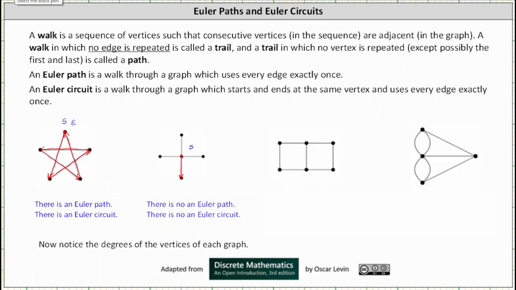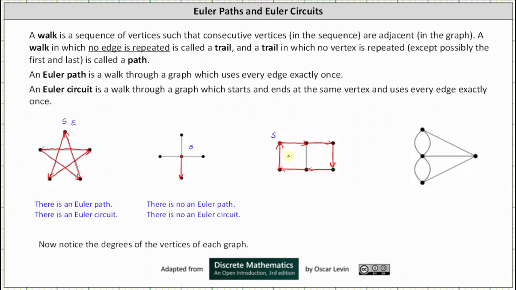Looking at the next graph, notice how 4 of the vertices have degree 2 and 2 of them have degree 3. Let's try starting at a vertex with an even degree, let's say here. And now we walk through the graph. Let's go right, right, down, left. If we go up, we're going to get stuck, so let's go left again. Then we have to go up, and we're stuck again. The walk cannot continue unless we repeat an edge, which again is not allowed.